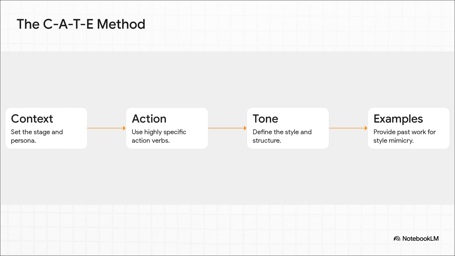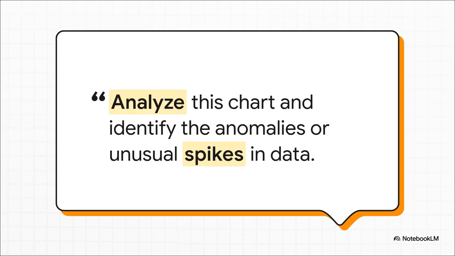Context sets the stage. Tell it who it's supposed to be. Action means using highly specific verbs. Tone defines the structure so you don't just get a giant wall of text. And examples, or few-shot prompting, means pasting in past works so it mimics your personal style perfectly. Check out what this looks like in action.